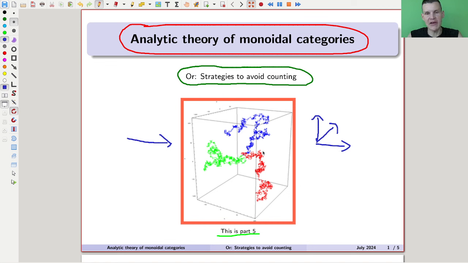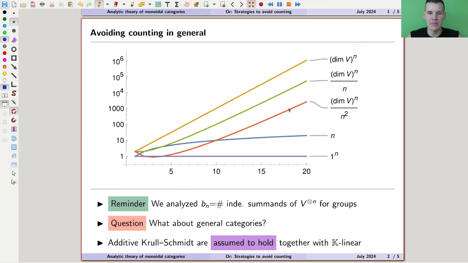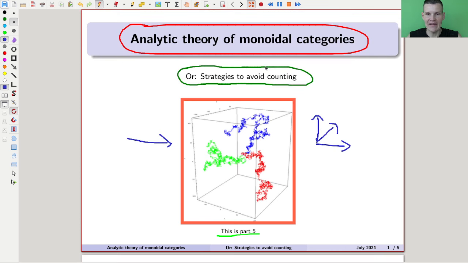Anyway, this is related to the analytic theory of monoidal categories. If that isn't clear, don't worry. The whole point of this video is to hopefully make this clear. But as usual, here is my reminder, log plots, and we are interested in the number of indecomposable summands. And I essentially did it for groups. And the question that immediately comes to mind is that I claim, very broadly, that I'm looking at monoidal categories.